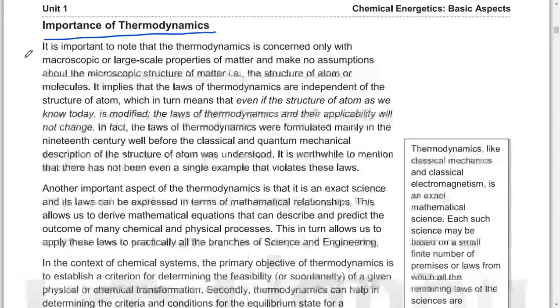In fact, the laws of thermodynamics were formulated mainly in the 19th century, well before the classical and quantum mechanical description of the structure of the atom was understood. It is worthwhile to mention that there has not been even a single example that violates these laws.